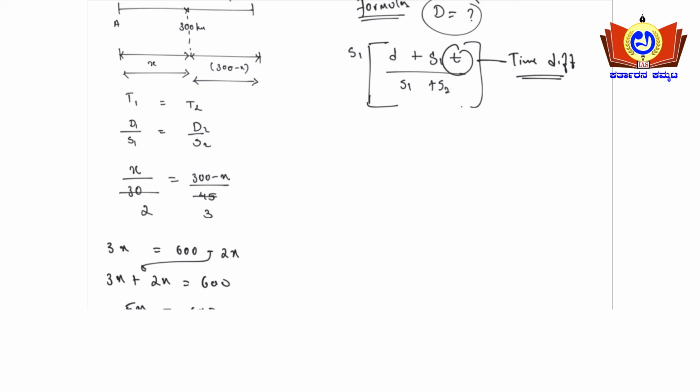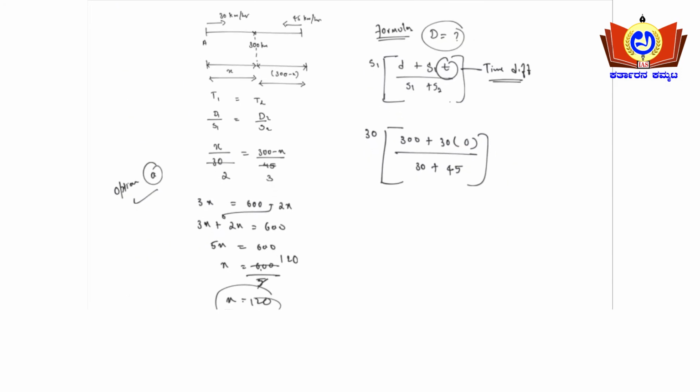If two trains are starting at two different times, then the time difference is there, no? That is the small t here. Okay, so what we have, S1 here is 30. The total distance they have given here is 300 plus 30. The time difference is 0 here because they are starting at the same point, same time. So 30 by 45.